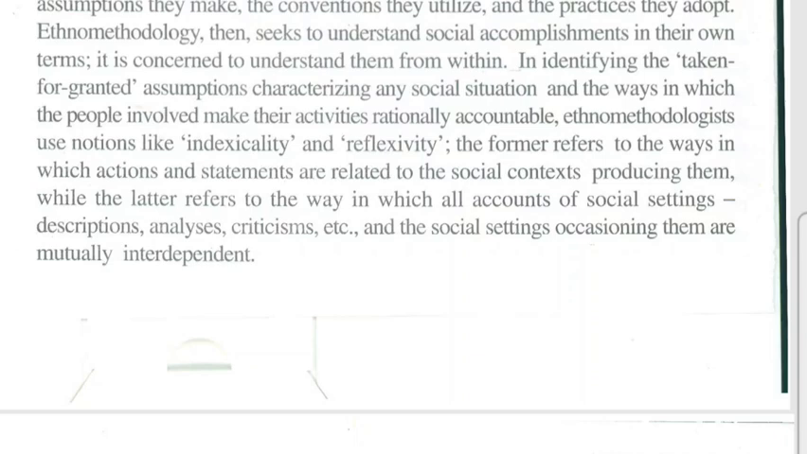The former refers to the ways in which actions and statements are related to the social contexts producing them, while the latter refers to the way in which all accounts of social settings, descriptions, analyses, criticisms, etc., and the social settings occasioning them are mutually interdependent.